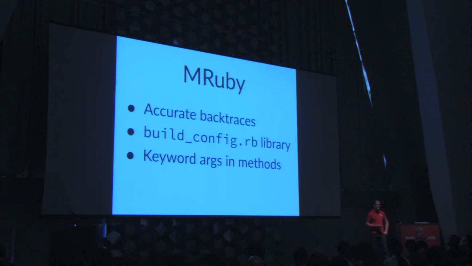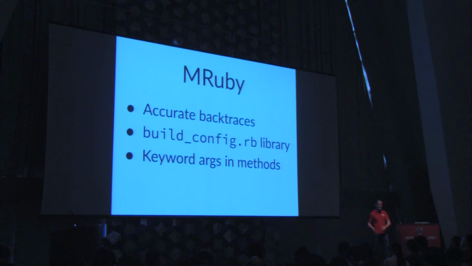For MRuby, I'd like to see more accurate backtraces. Right now, you have to pay extra close attention to figure out which line MRuby meant so that you can actually start working on the exception you're having. I also want to separate the loading of the build configuration from generating of the rake tasks. So this will make it easier to integrate MRuby's build system with MRuby CLI's build system. And finally, I'd like to see keyword arguments in method definitions.